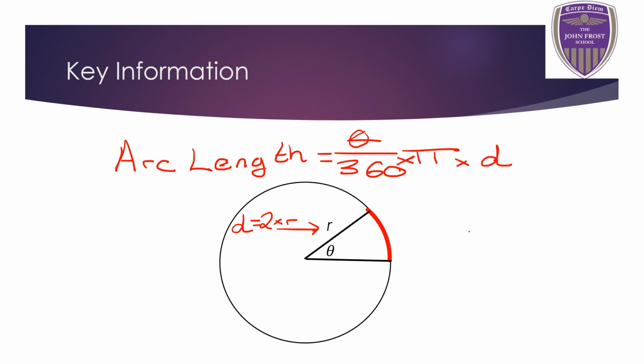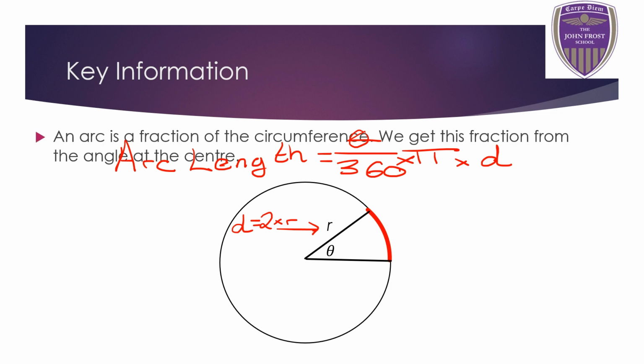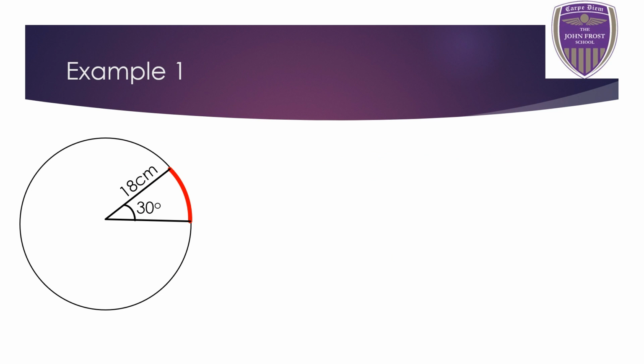So let's have a look at a few examples. So, example 1. We have 18 centimeters radius and a 30-degree angle. And we are just trying to find the arc length of the red line. So arc length, just to jog your memories, is theta over 360 times pi times diameter. Okay.